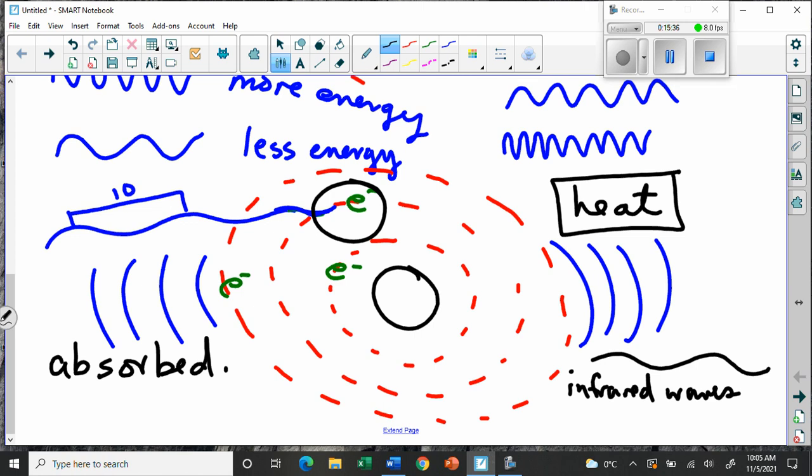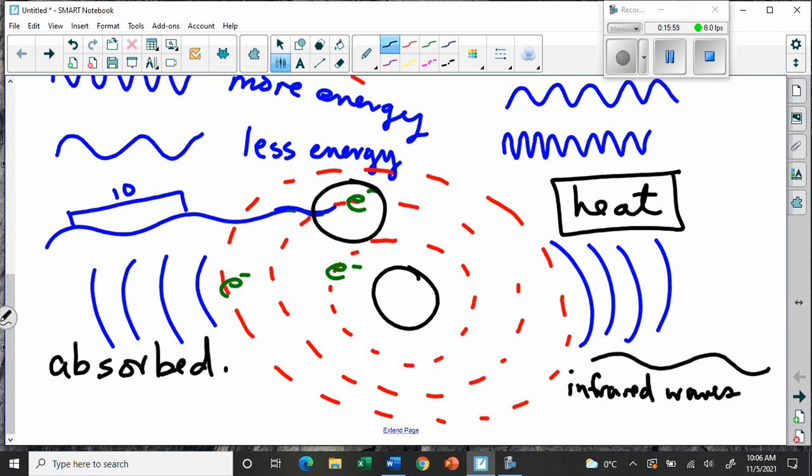There are two things that can happen when a light ray hits matter. It could be just right to make electrons jump orbitals, in which case they jump back down and make new waves, and it looks like they bounced. It looks like the waves bounced off. We call that reflection.